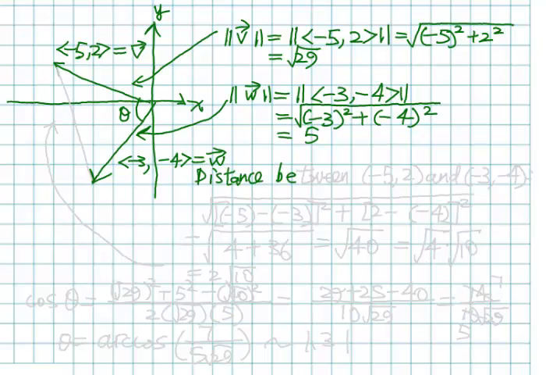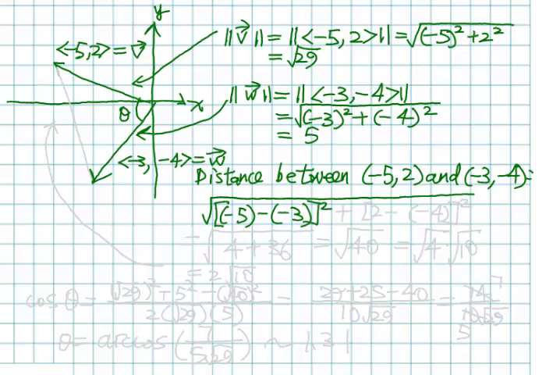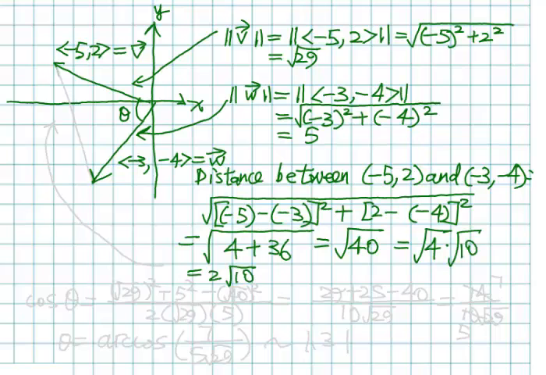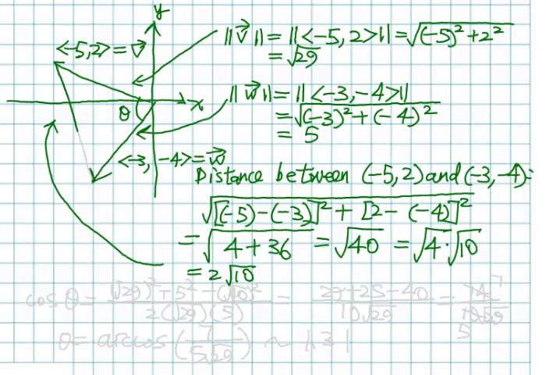We will also find the distance between the two endpoints of the vectors, (-5, 2) and (-3, -4). We use the distance formula. The square root of (-5 minus -3) all squared plus (2 minus -4) squared equals the square root of 4 plus 36, which equals the square root of 40. That's the same as the square root of 4 times the square root of 10, which is 2 root 10. We actually find the distance between these two points.